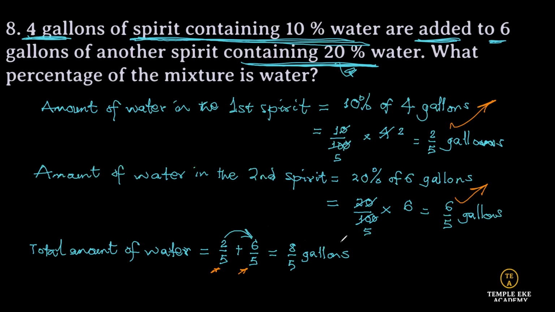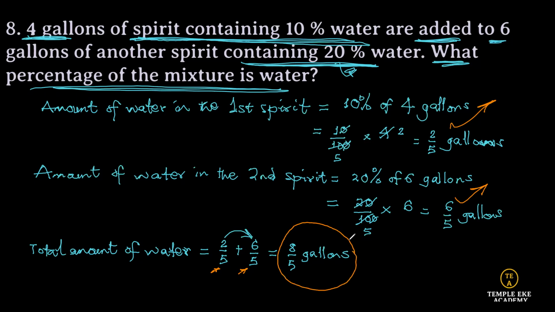Now the final blow. What percentage of the mixture is water? Now for this, we need to know the total amount of the mixture. Then we need to use the total amount of water. So I'm going to have to take away these traces now, but take note, we have 8/5 as the answer we're going to use. We already have 8/5 as gallons of water, and we have to find the addition, 4 gallons, 6 gallons. Let's take all these traces away.